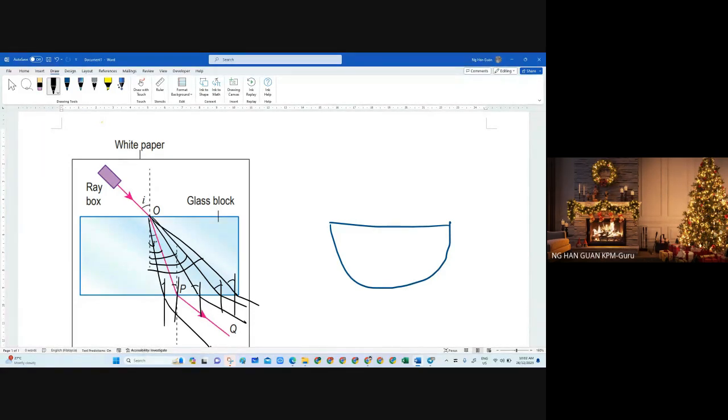But if we conduct it with the semicircular glass block, when you change your incident ray, let's say pointing at the center here, this is the normal line. So when you have a different incident angle, let's say like this, the result will all be concentrated here. It will come out and go in a straight line. All will be a straight line.